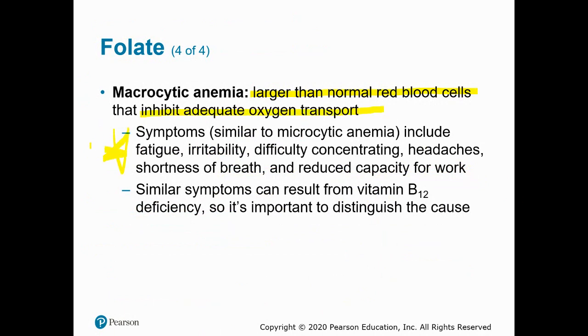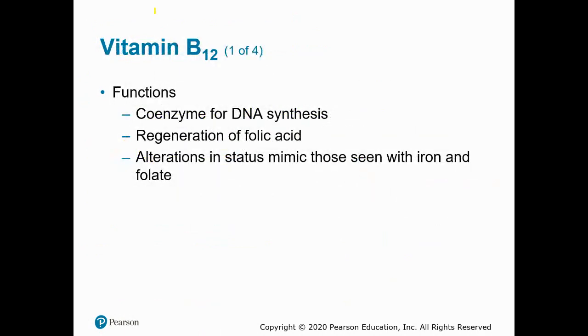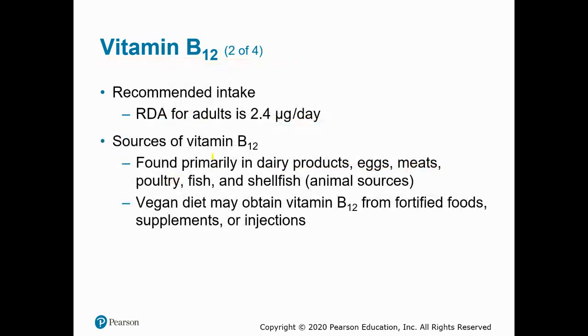So symptoms are going to be similar to microcytic anemia. You're going to see fatigue, irritability, difficulty concentrating, headaches, shortness of breath, and reduced work capacity. Remember that symptoms can also result from the B12 deficiency because, as we'll see in a couple slides, B12 deficiency also results in this macrocytic anemia. So a little bit of B12 review. Again, it's a coenzyme for DNA synthesis. B12 can regenerate folic acid. And alterations in B12 status can mimic those symptoms that we see in iron and folate deficiency.